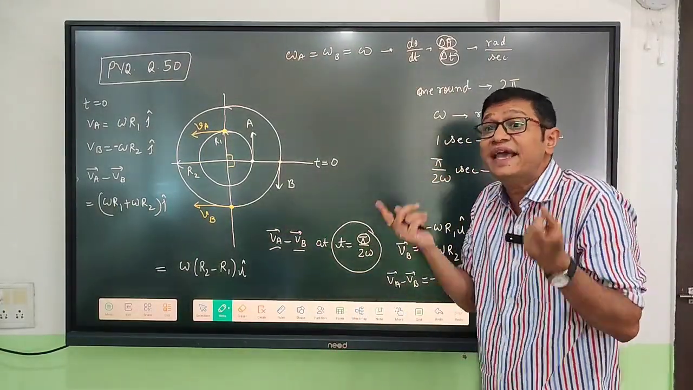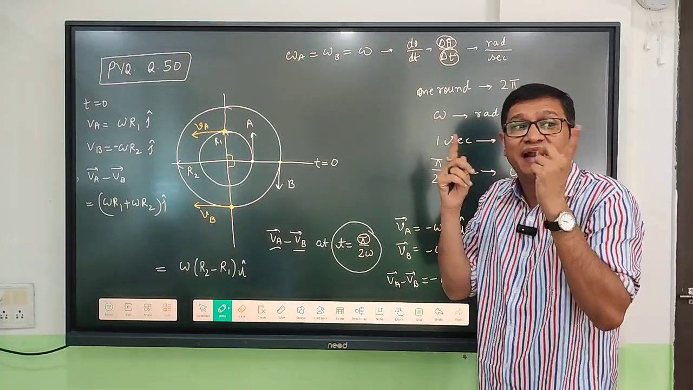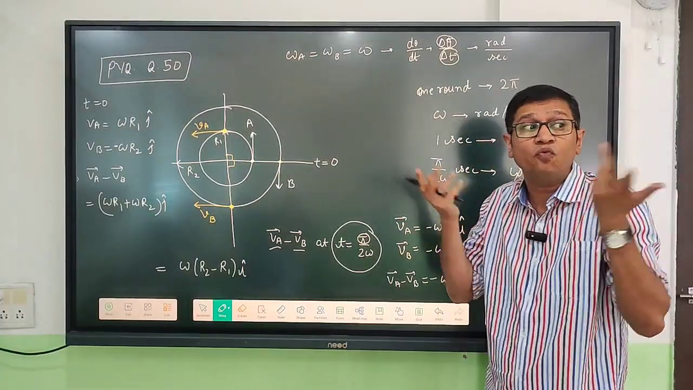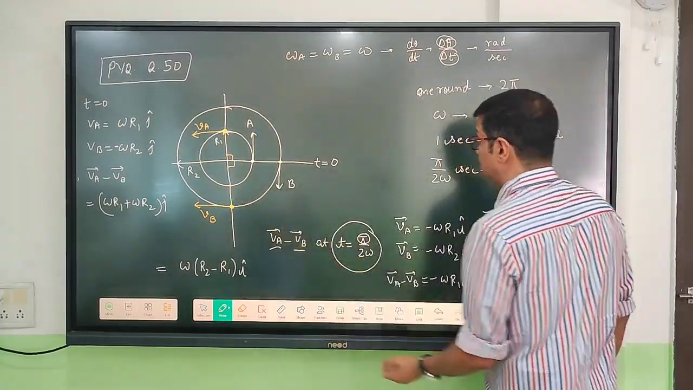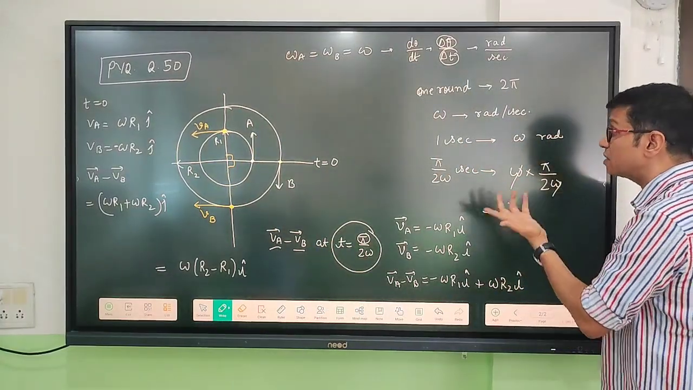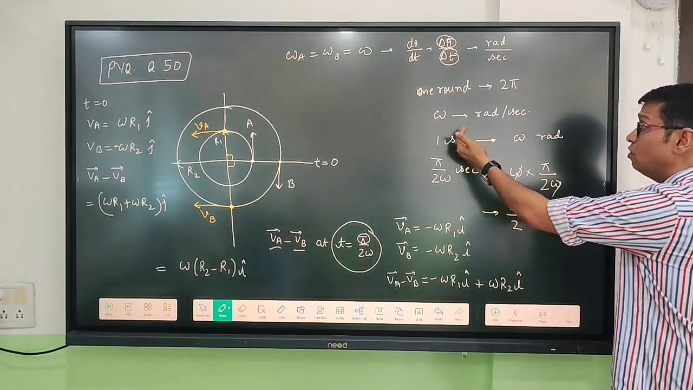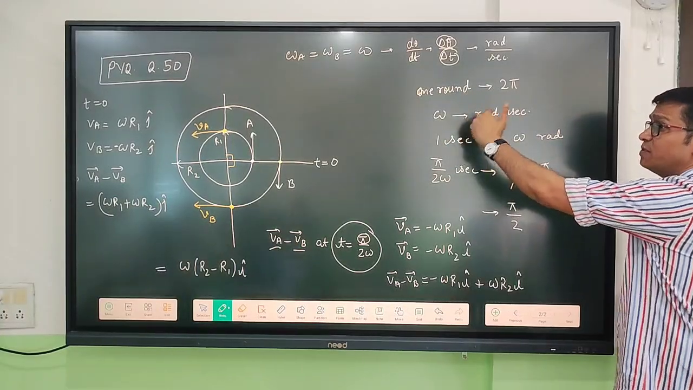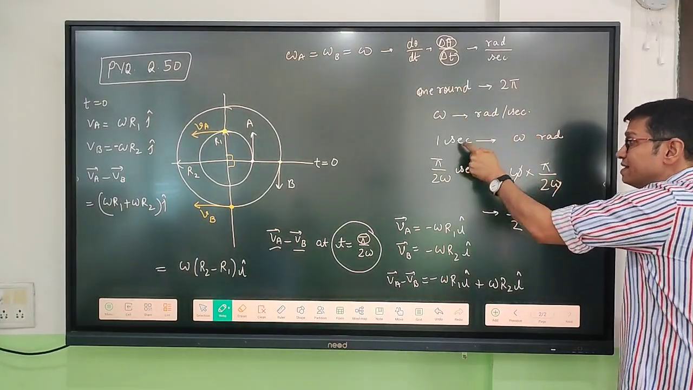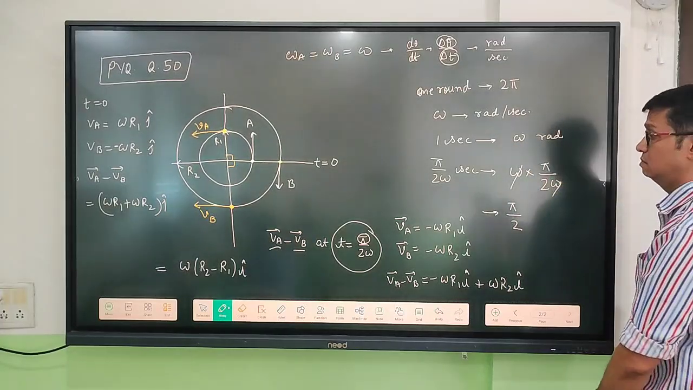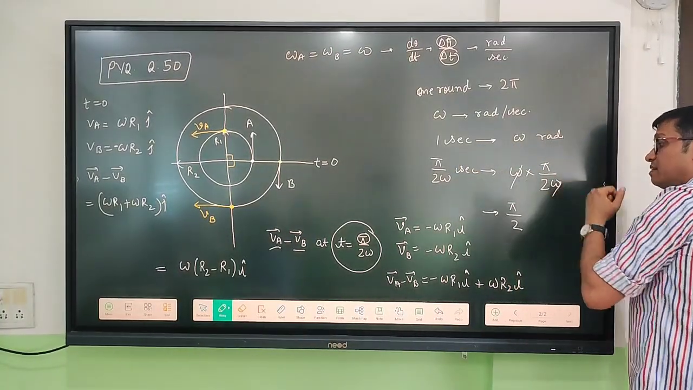Their direction is changing every moment. If the direction is changing every moment, first you figure out where they are, so by how much angle they rotate. That's your first job. How will it be found? I know they are having omega radians per second, because omega is the angular velocity, which is radian per second. That means in 1 second they are going omega. So in pi by 2 omega they'll rotate pi.